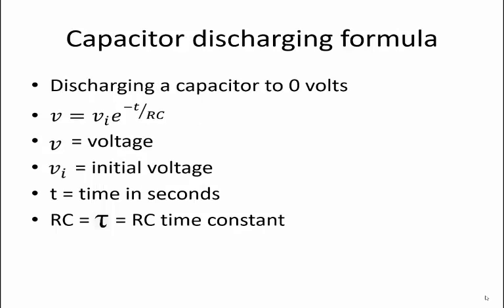And here's the formula for a discharging capacitor, discharging to 0 volts. So V would be the voltage at any given time. V sub I is the initial voltage, or the voltage the capacitor was to begin with. Time is in seconds, and the RC time constant.